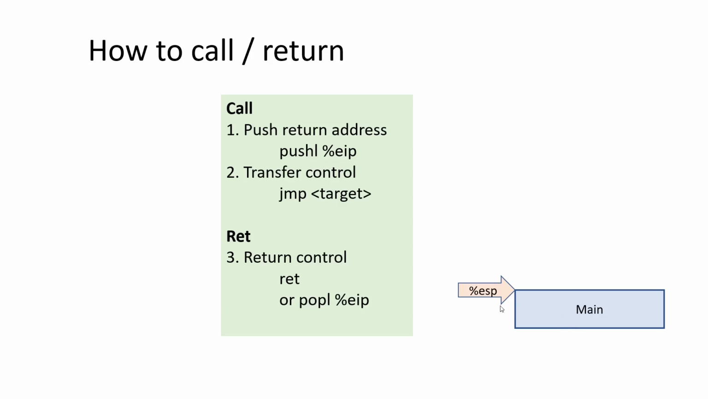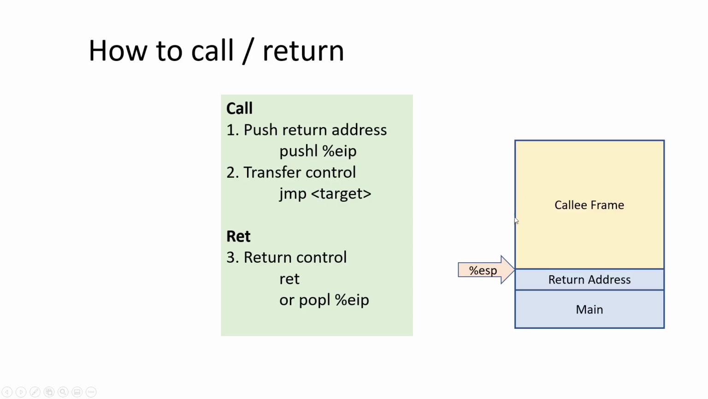When I call a function, the first thing that happens, in the caller setup, is that we push the return address onto the stack. That moves the stack pointer up. So I'm not going to keep track of what address this is anymore. I'm just going to use a little arrow for you guys. The next thing that's going to happen is we're going to jump to the target, and then that function is going to run. It's going to use the stack for whatever it's doing.